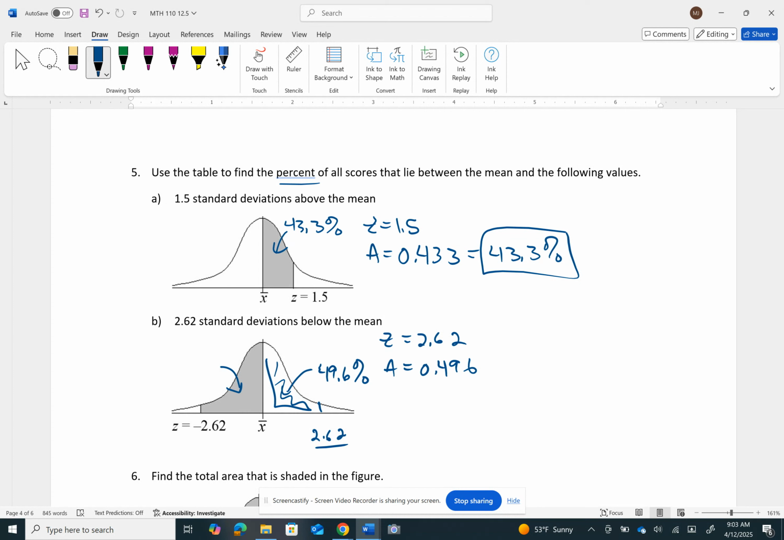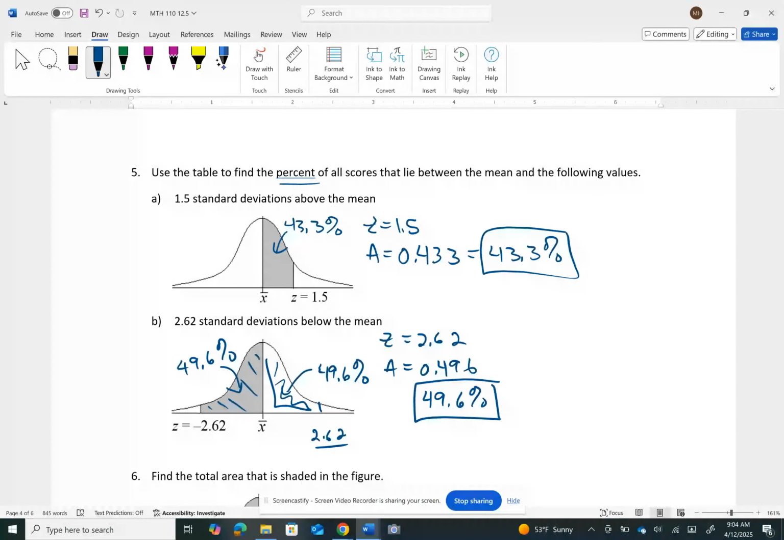But because of symmetry, we know that's going to be true over here as well. So that's why you don't need the negatives. You just go to the positive one, and you're still going to be able to get the percent of the scores that would be between negative 2.62 and the mean. So it'd be 49.6%.